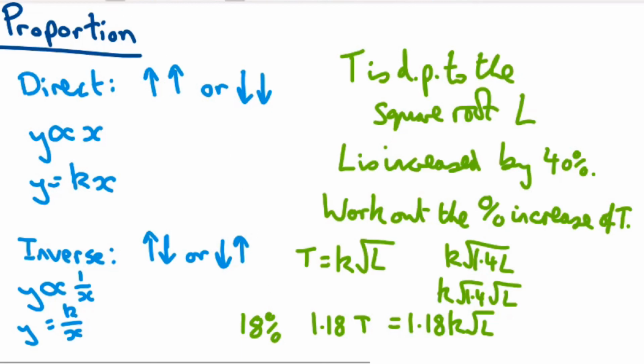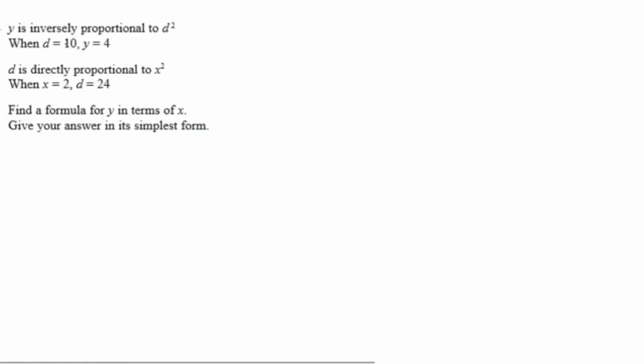If we're okay with that, and we're happy with the difference between direct and inverse and so forth, let's have a look at an actual paper. y is inversely proportional to d squared, when d is 10 and y is 4. And then d is directly proportional to x squared when x is 2 and d is 24. Find a formula for y in terms of x. So we need to find a way of combining the y and the x. What they have in common is the d.